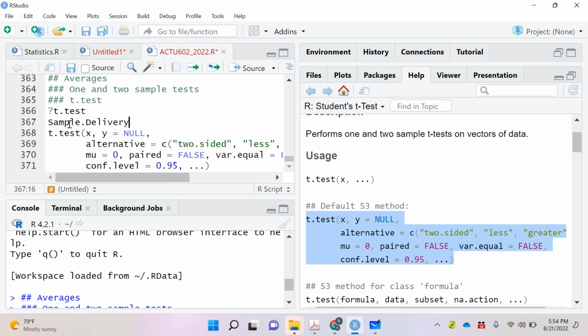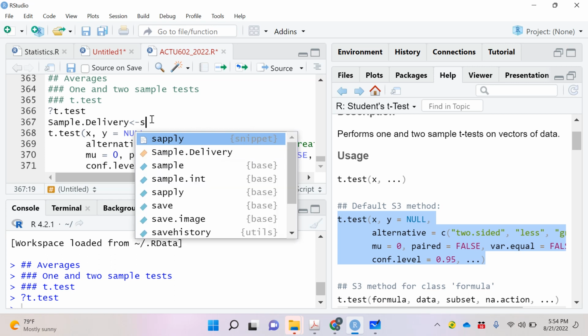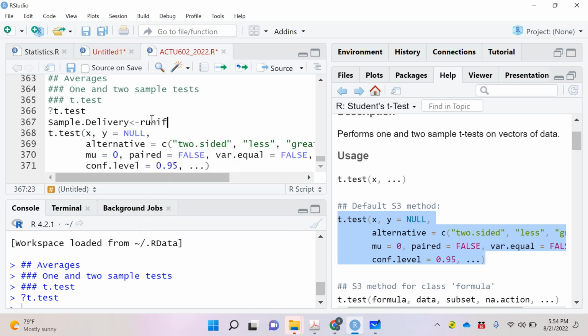So, sample delivery. Everybody is going to sample observations. You sample observations from, let me just do it from a uniform distribution. So I sample, let's say, 20 observations from a uniform distribution that has a minimum equal to, let's say, 3 minutes, and then a maximum of, let's say, 30. So what do I mean by this?